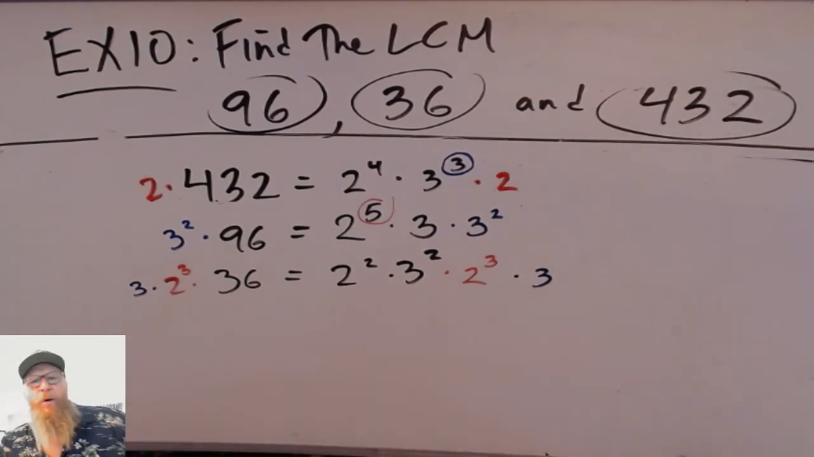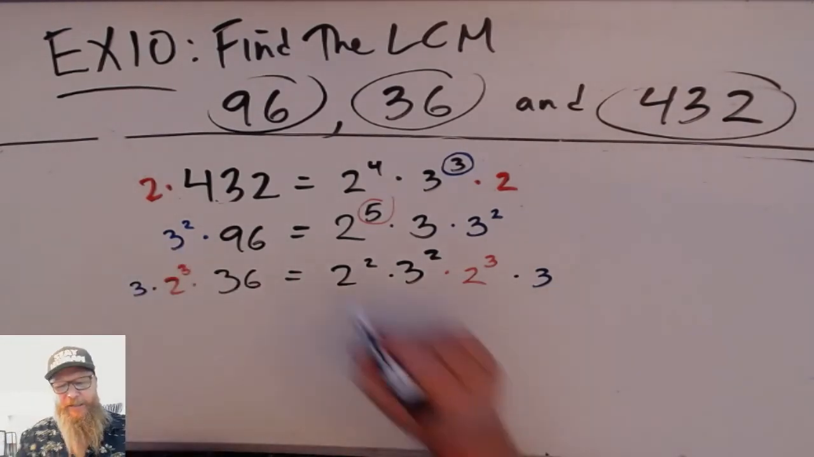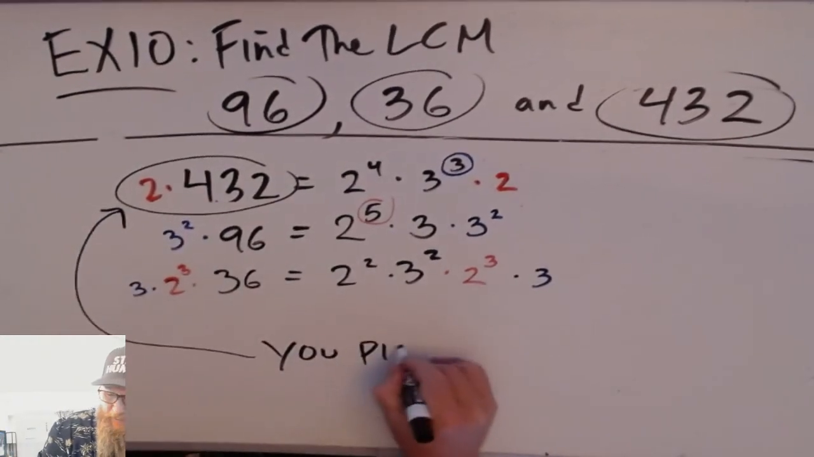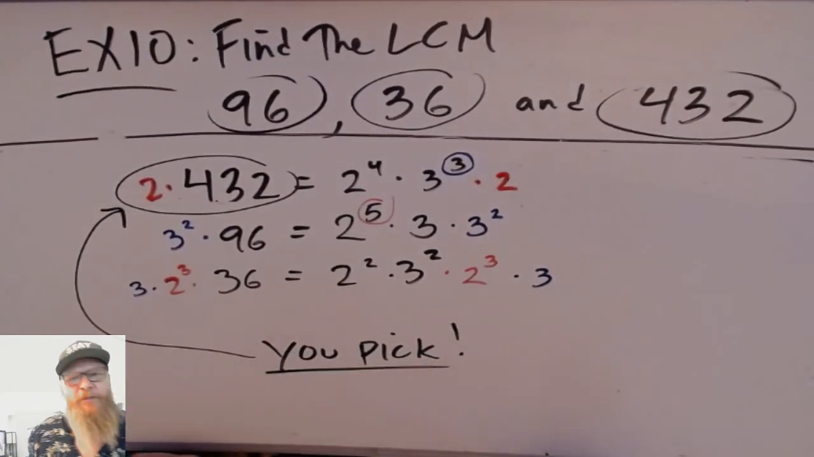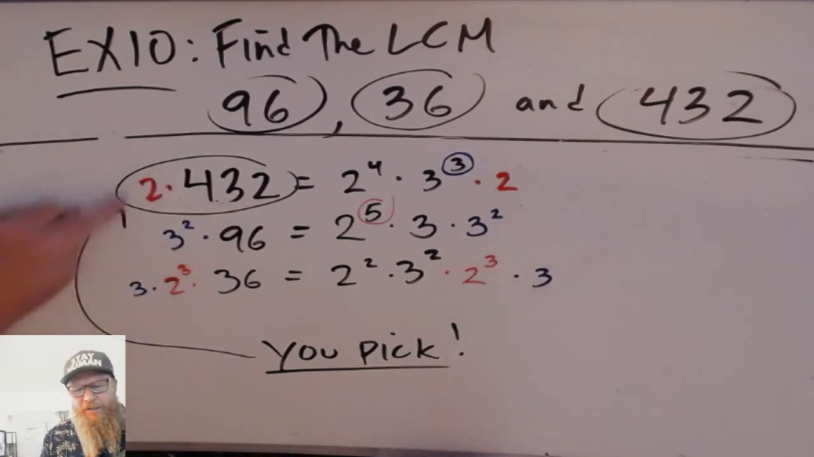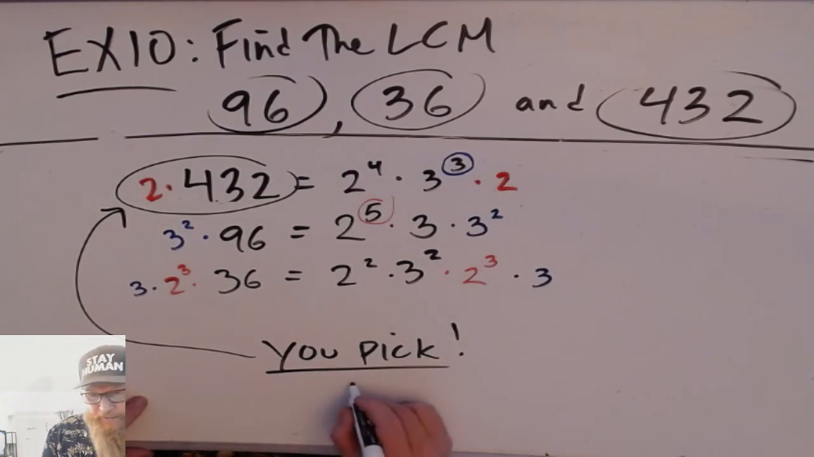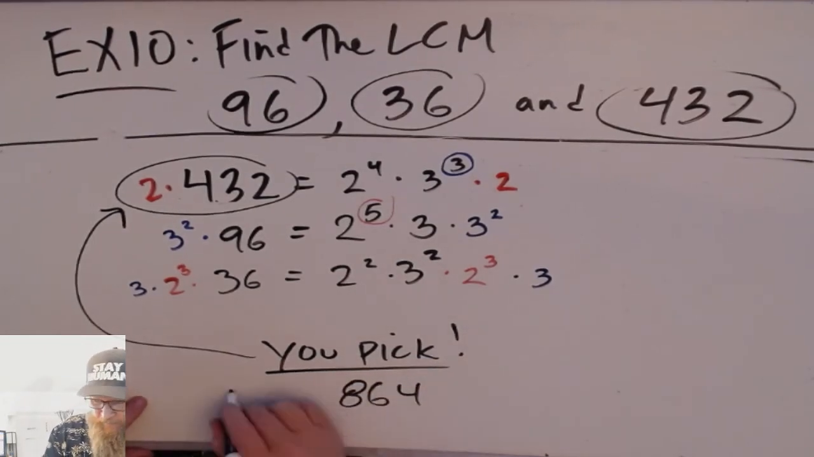And now just pick one, whichever one looks the easiest to you. I'm going to pick the easiest one. 4 times 2, 32 is... 864.